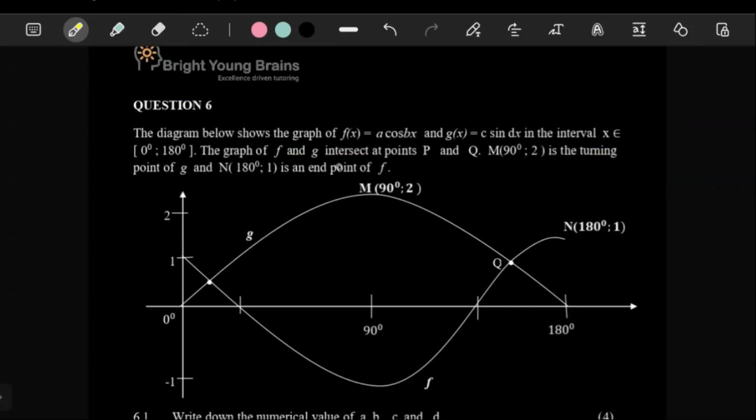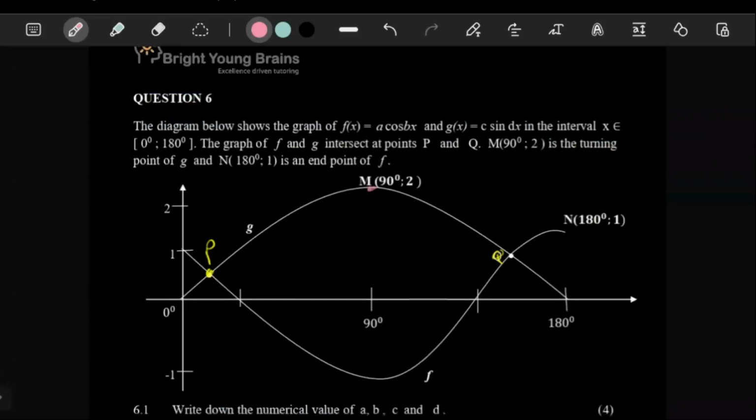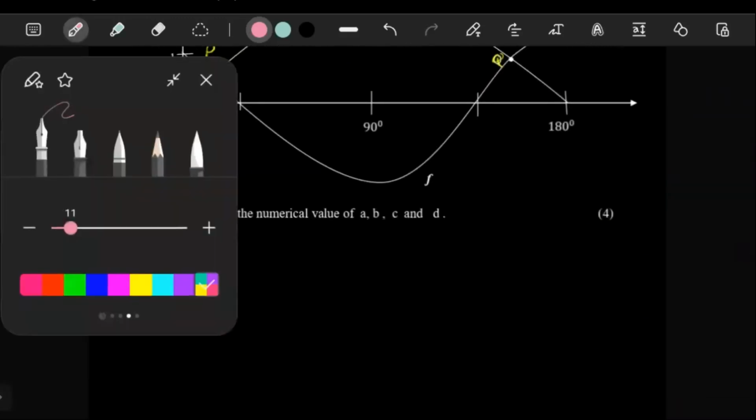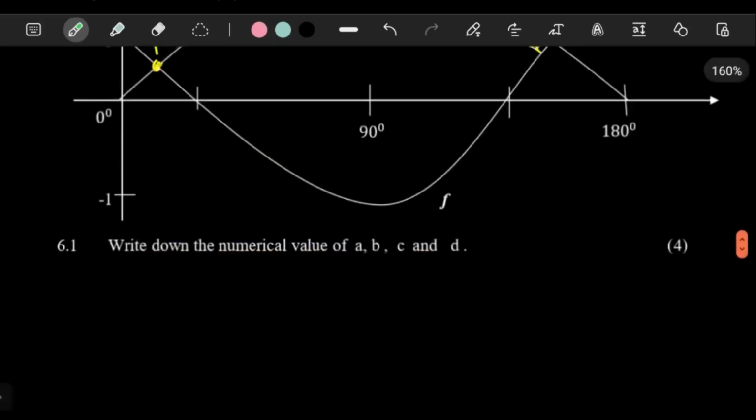But it says here the graphs of f and g intersect at p and q. So I think this is p and this is q. And then it says here m is (90, 2), which is up there. It is the turning point of g. And then you have n here, which is (180, 1), at the end of the graph. And then it says we should get A, B, C, and D for 4 marks.